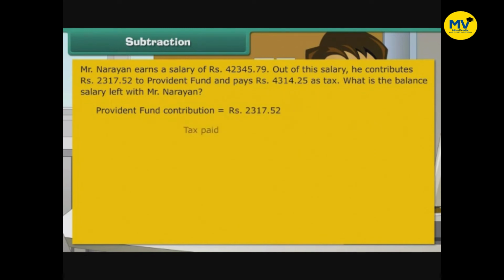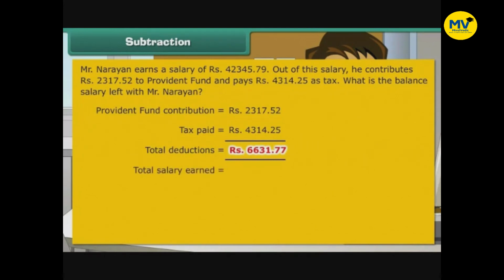2,317.52. Tax paid is 4,314.25. We add the two to get the total deductions as rupees 6,631.77. Total salary earned is rupees 42,345.79.